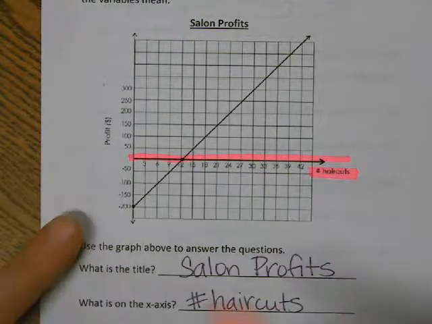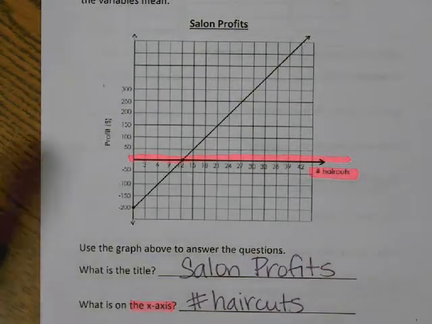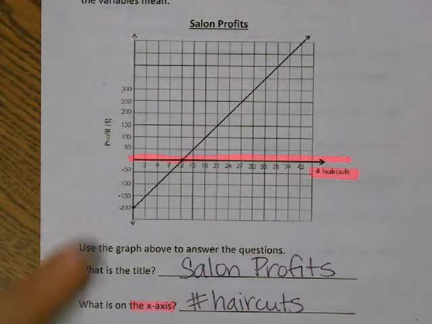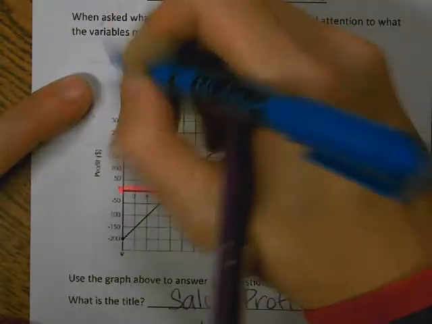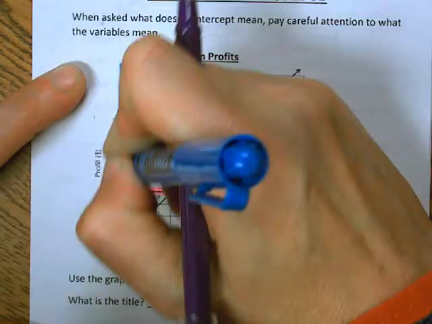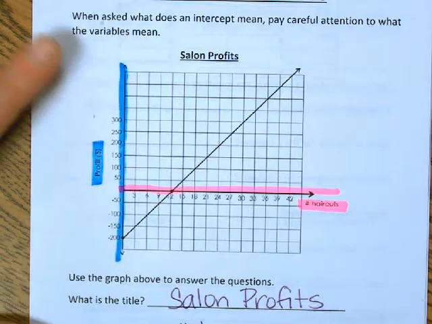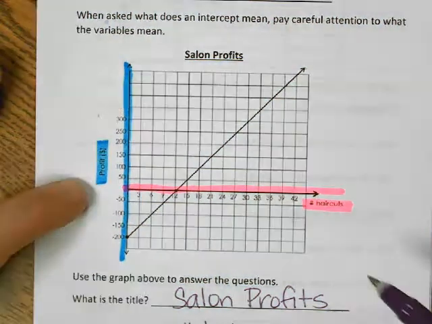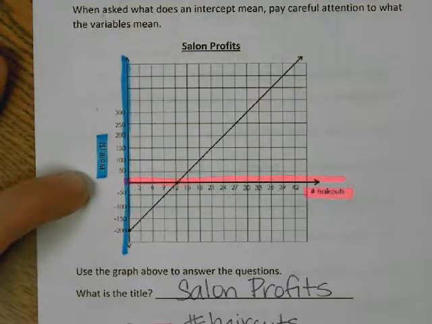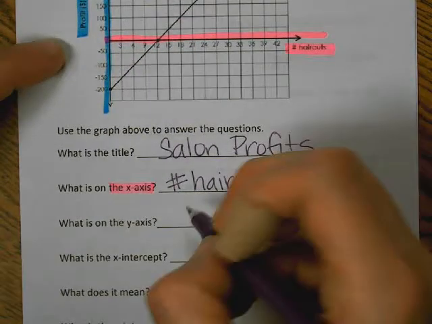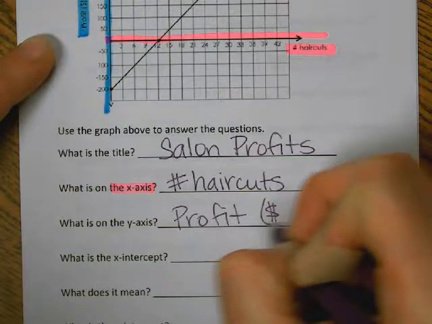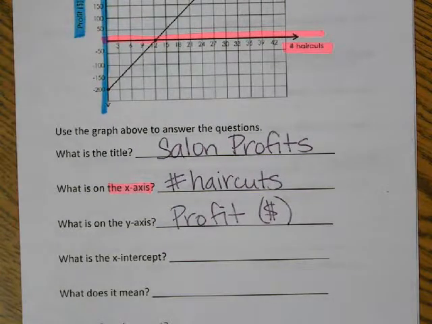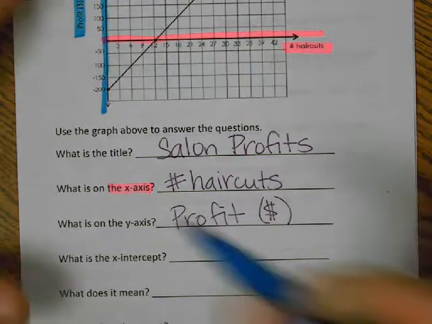So we're at a salon, so it kind of makes sense that they're talking about the number of haircuts at that salon. The next question is, what is on the y-axis? Well, remember, the y-axis goes up and down, and they've labeled part of the y-axis for us, and they call it profit. Well, that kind of makes sense. Remember, profit is money, how much money we've made. So profit, and that's in dollars. So that's on the y-axis.